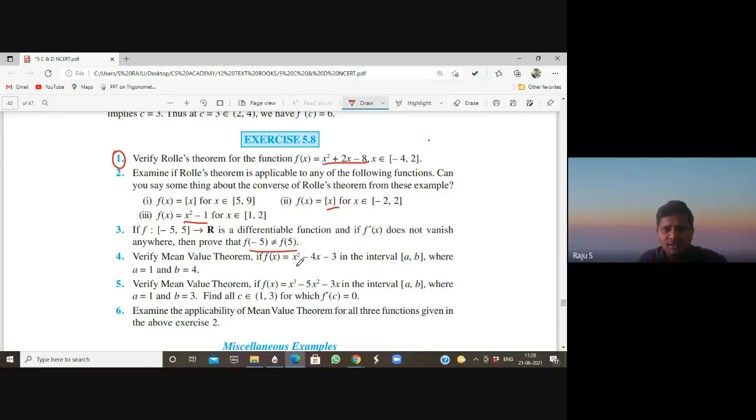Next, this is a general question. This is a polynomial, again continuous and differentiable. Just we need to check. This is also a polynomial. It is continuous and differentiable everywhere.